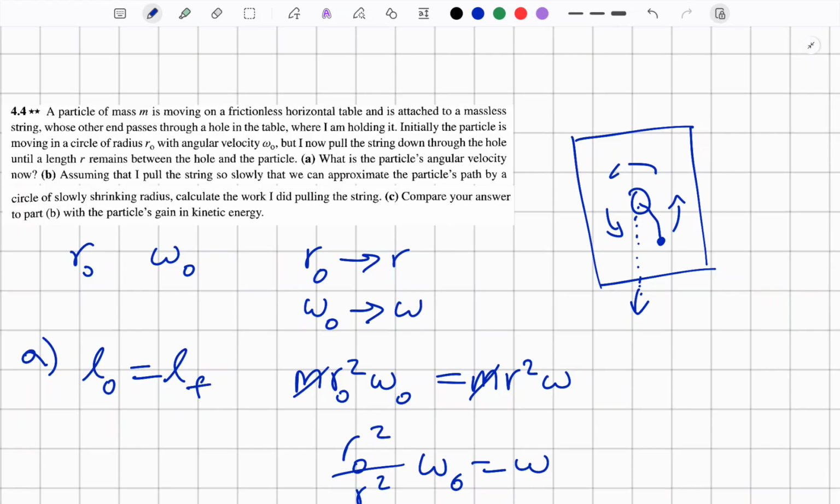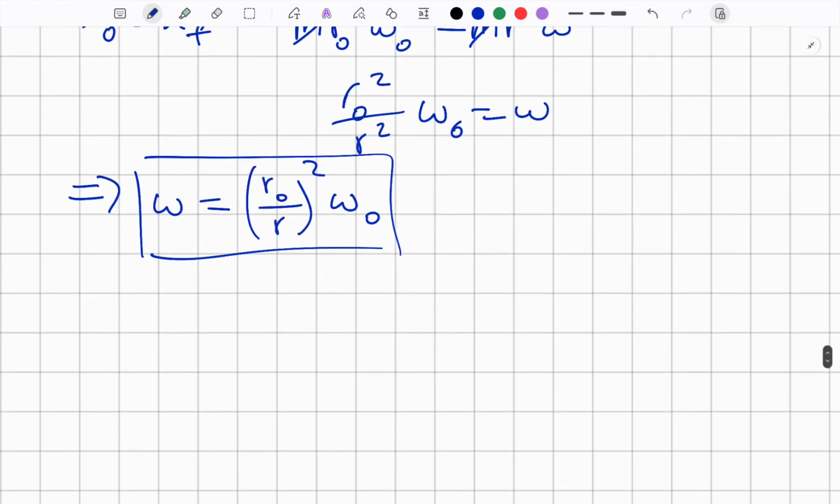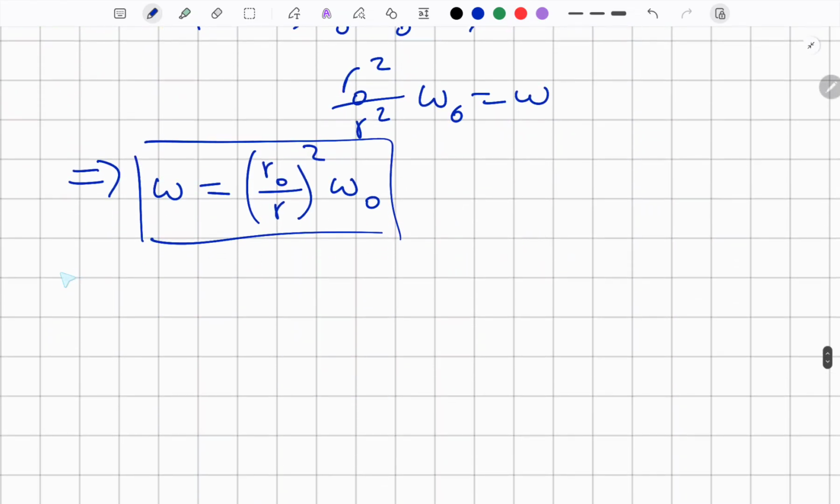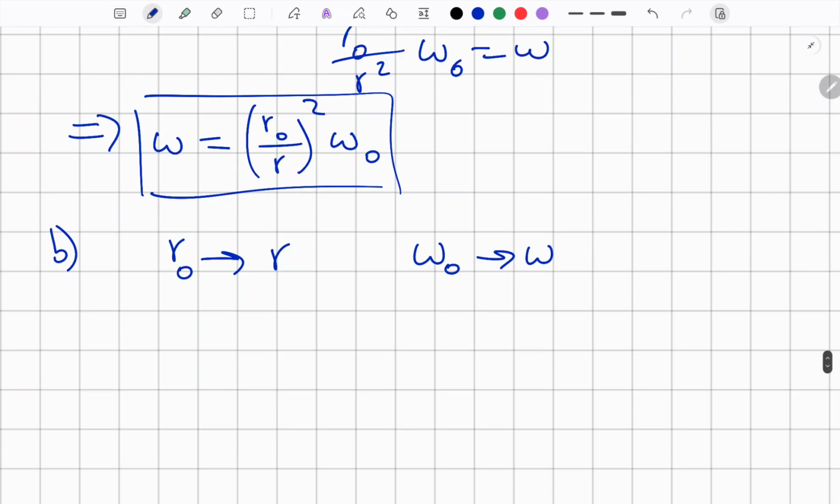This is where that acceleration becomes important. Assuming that the string is pulled slowly, you can approximate the particle's path by a circle of slowly shrinking radius. How much work is done in pulling the string? So we know that we're going from r naught to r. We're going from omega naught to omega. And we want to know the work done in pulling the string.